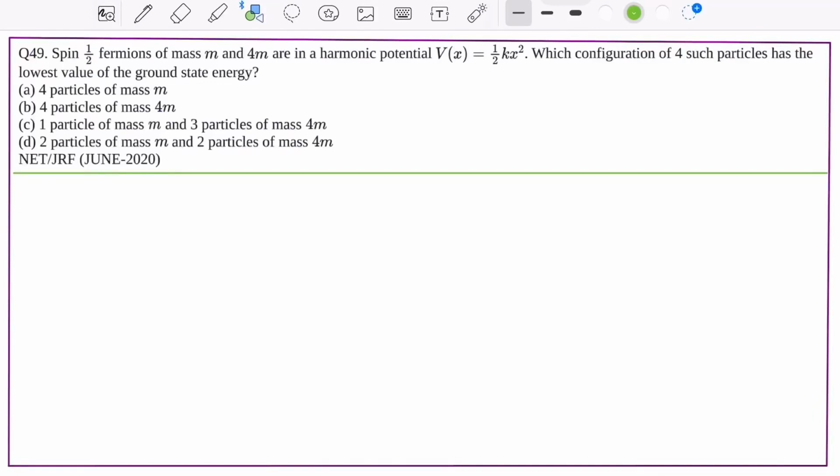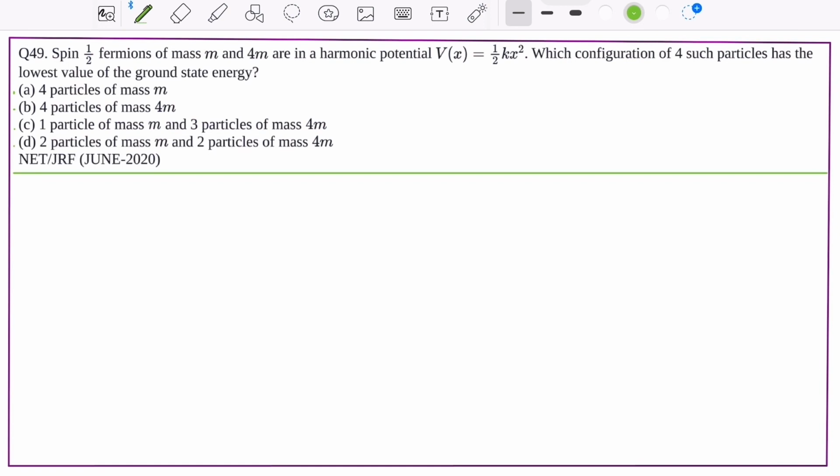Problem 9. This is a problem from quantum mechanics. The question is, spin half fermions of mass m and 4m are in a harmonic potential V of x, which is equal to half kx square. Which configuration of 4 such particles has the lowest value of ground state energy?